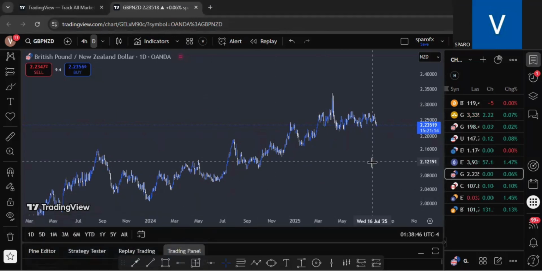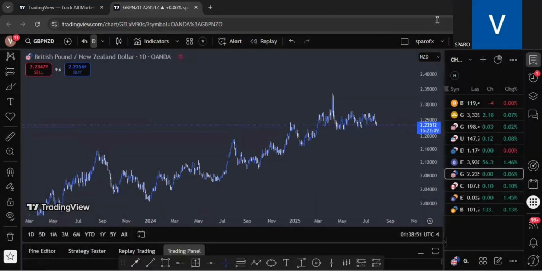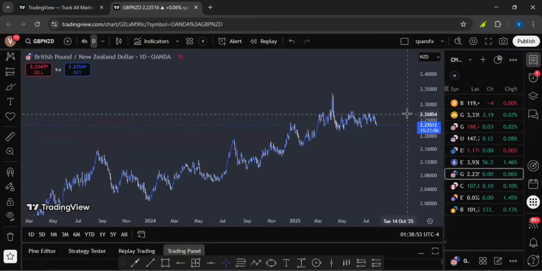Today I'm going to be analyzing GBPNZD, and I'm going to be starting off from the higher time frame perspective, how I usually approach each day on my charts, how I approach my trading methodology, and what are the things I look out for in the daily time frame, 4 hour, the lower time frame, and all.